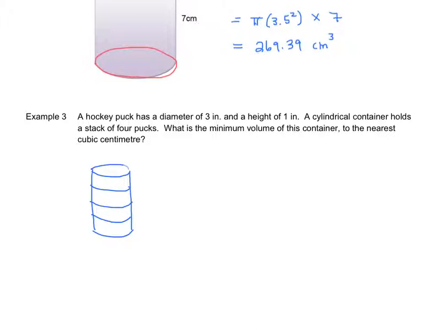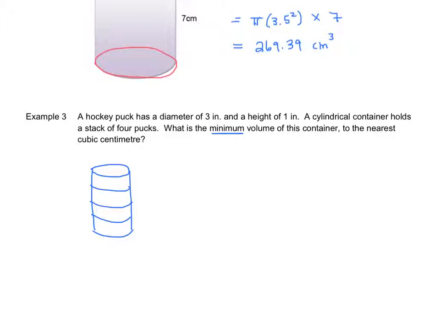So we have some choices here. Now it says the minimum volume. That just means, assuming that there would be no space between the pucks and the package, what would the volume of the package be? So the container may be slightly bigger than that, but it would in the very least have to be the same size as, or very slightly bigger than, 4 pucks stacked together.